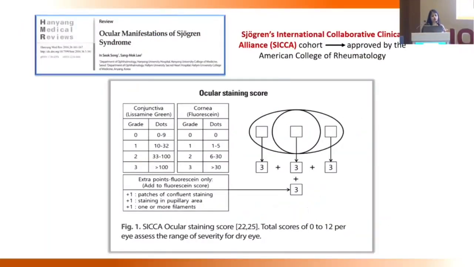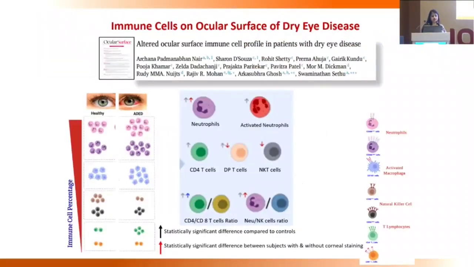So this is the Sjogren's International Collaborative Clinical Alliance, which is the SICCA cohort, which is approved by the American College of Rheumatology. It gives us an indication of how we categorize and grade the staining of our ocular surface. The staining is also corneal and also conjunctival. So we can stain it either with fluorescein, lissamine green, and rose bengal also, which is available commonly in your clinical practice.